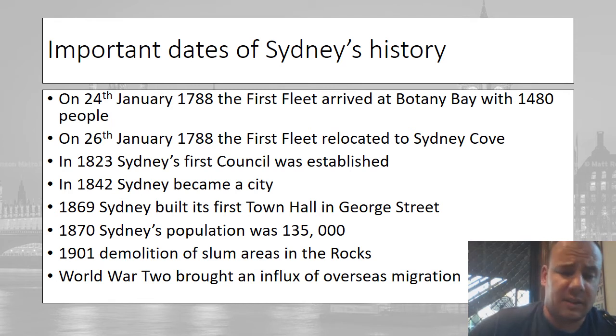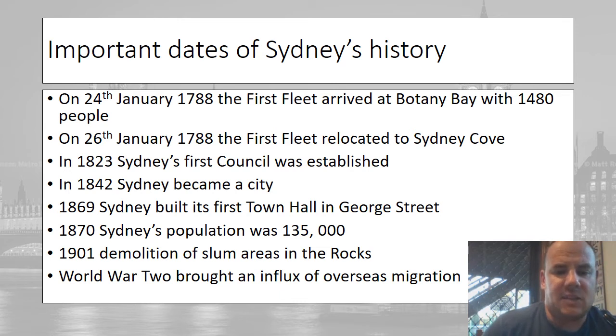Now, in 1842, Sydney became a city. Now, you might think, oh, that's Australia's first city. It isn't. Adelaide was the first city in 1840. It was settled by free settlers. There were no convicts actually sent to Adelaide. Sydney became a city in 1842. Why was that important? Well, it means significantly it was an important place for trade, migration, and as it gained city status, more money was given to Sydney because it was a city.